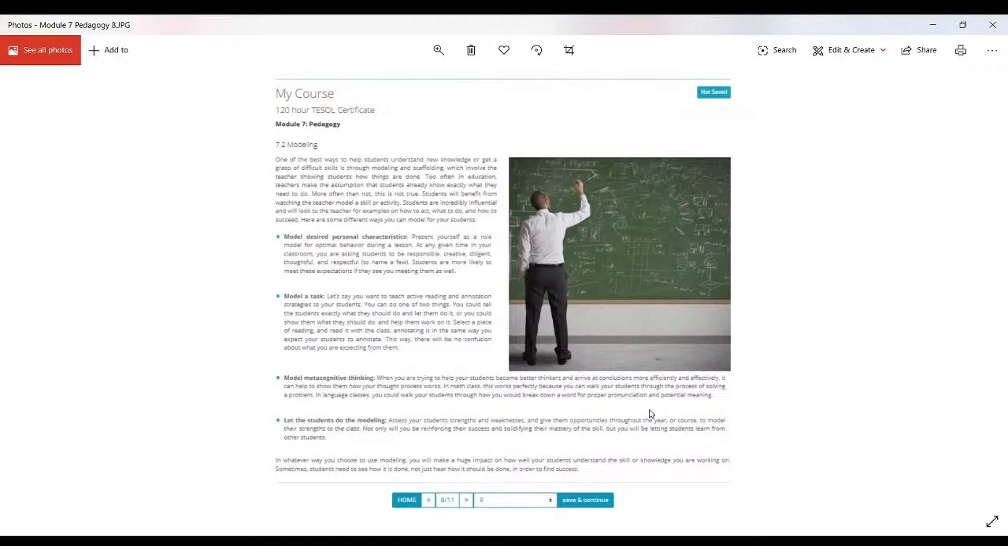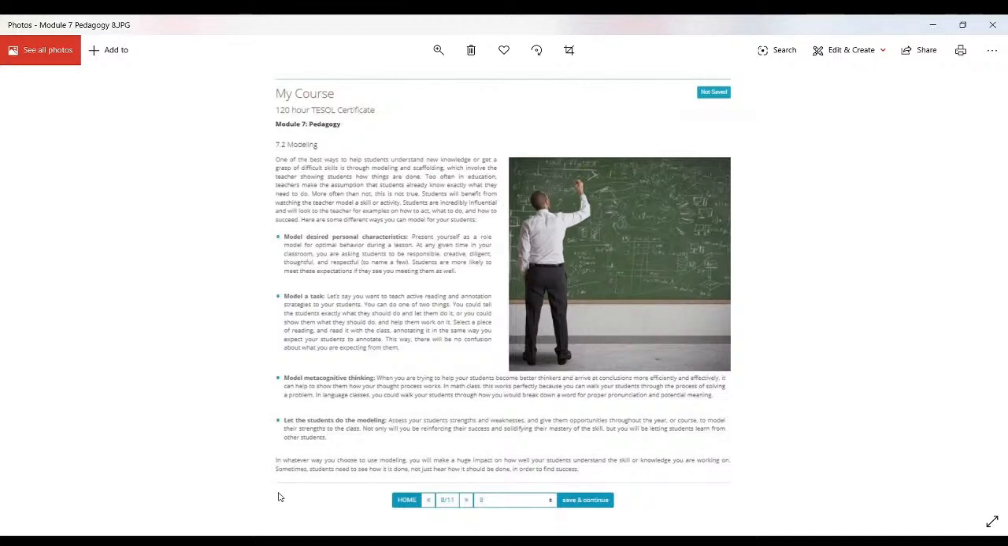Okay, next, let the students do the modeling. Assess your students' strengths and weaknesses, and give them opportunities throughout the year or course to model their strengths to the class. Not only will you be reinforcing their success and solidifying their mastery of the skill, but you will be letting students learn from other students.